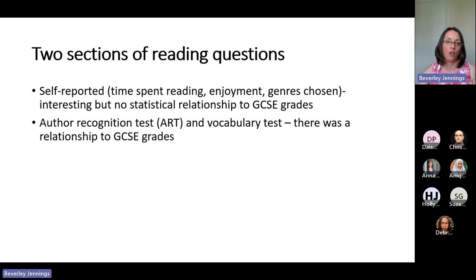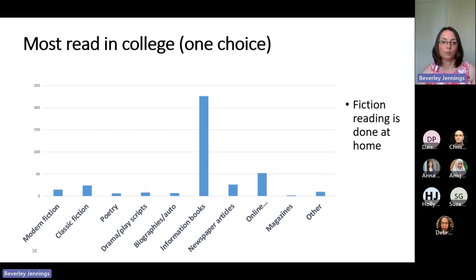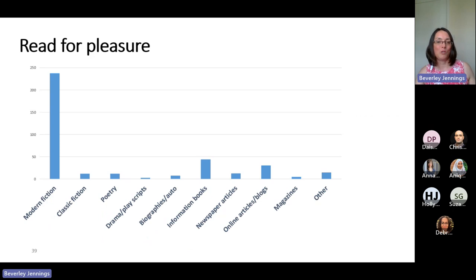So I'm going to focus on those today. Although, just a little bit of information about the reading, because I think it's interesting. When I asked, what do you most read in college? And they only got one choice, the vast majority said they read information books. So therefore, the fiction reading must be happening at home, because then when I asked them what they read for pleasure, that's where modern fiction really took over from the information books.